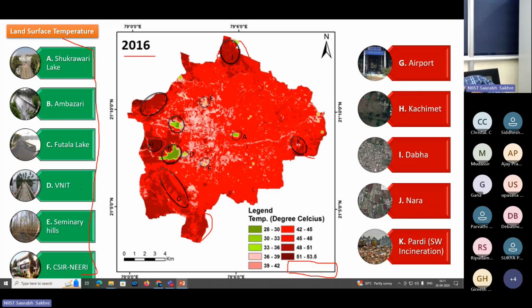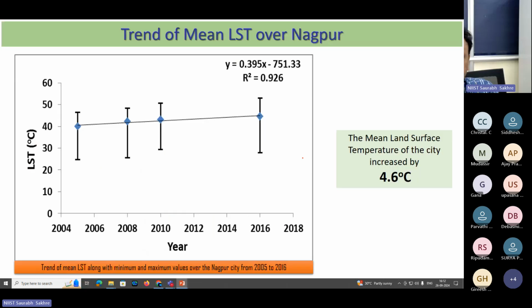But there are certain areas like the airport. You can see the airport strip is also seen there. Airport, Kachimet, Dava, Narayan, solid waste incineration in Padi. Here you can see this is a solid waste incineration plant. You know the microorganisms in that solid waste site will do some exothermic reaction, and that exothermic reaction is also captured in the radiance of the satellite sensor. So this is how we could work out land surface temperature.